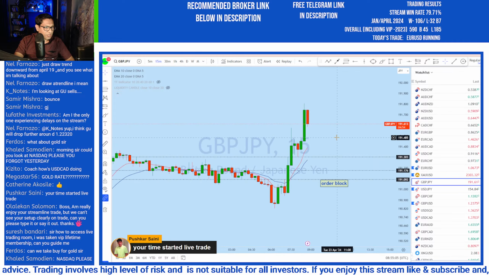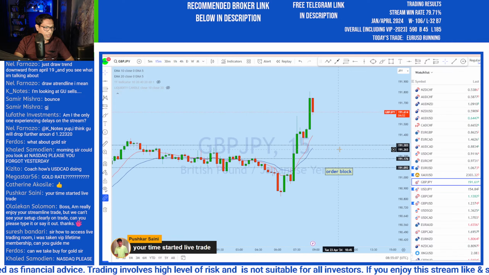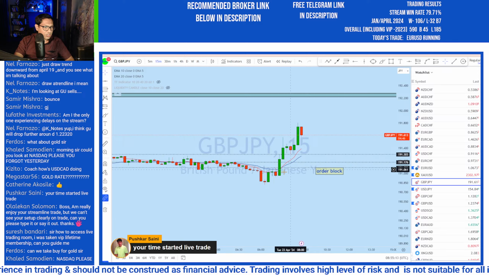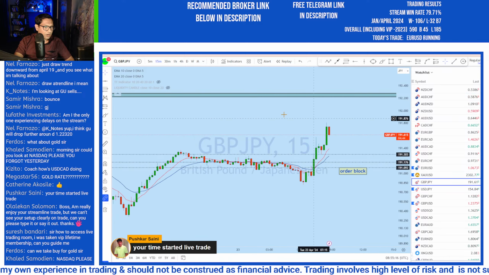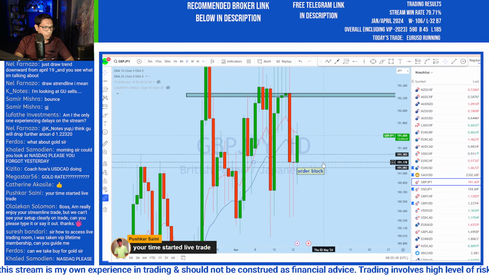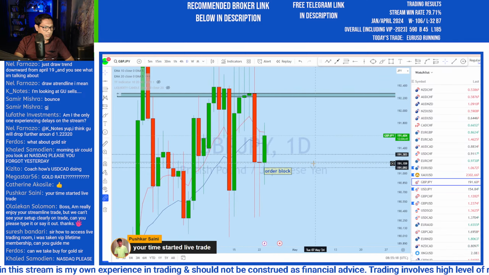So this is the 15-minute chart here on GJ. If the market breaks this 191.30, we can look for another entry on GJ, as the market managed to bounce here from the daily. We see the price is bullish. If the price comes back below the daily 20 EMA, we can look for that entry.